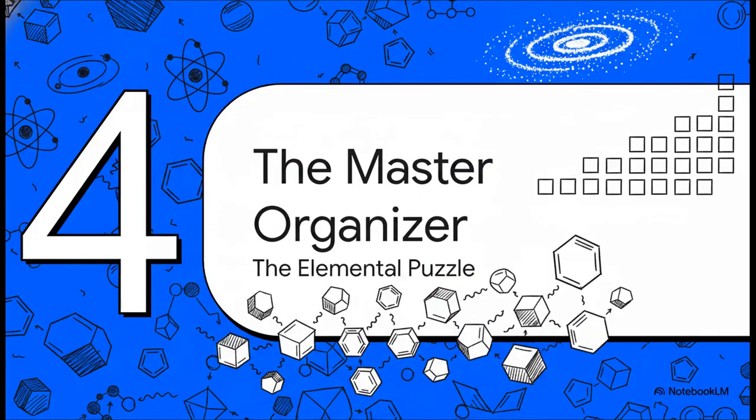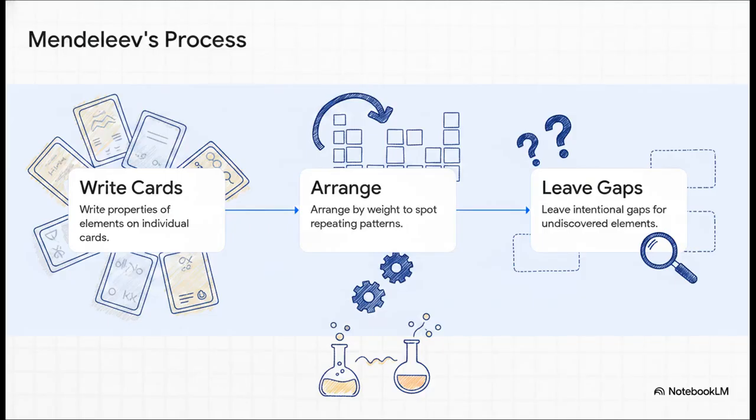Which brings us to Section 4, the master organizer, solving the elemental puzzle. Let's move to this and see how it all builds together. We've looked at single atoms and individual molecules, but how on earth do we organize the entire universe of elements? Back in 1869, scientists knew about roughly 60 elements, but it was just a chaotic, unorganized list. Enter a Russian chemist named Dmitry Mendeleev. He approached this like the ultimate scientific detective story.